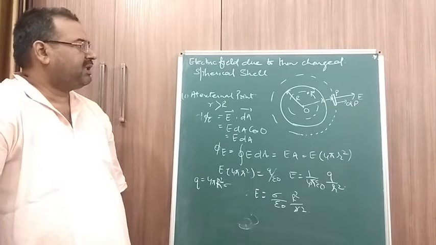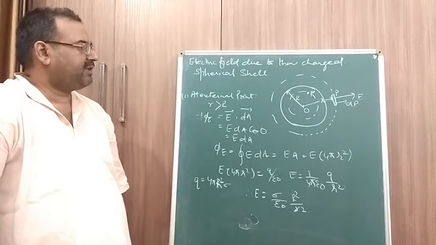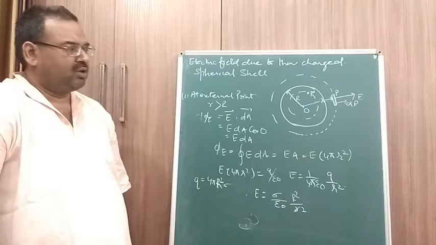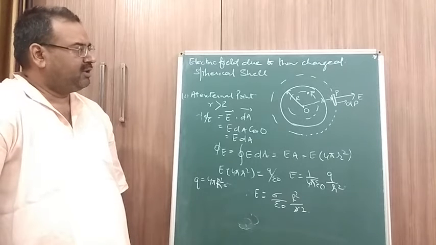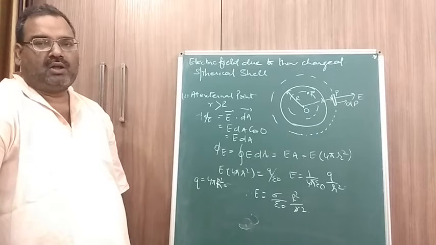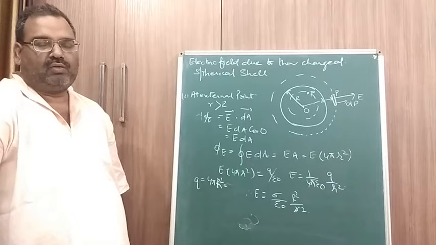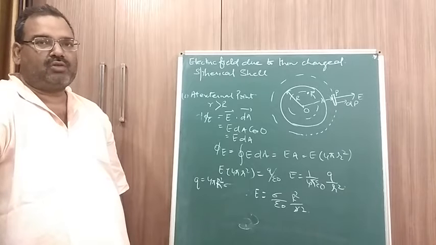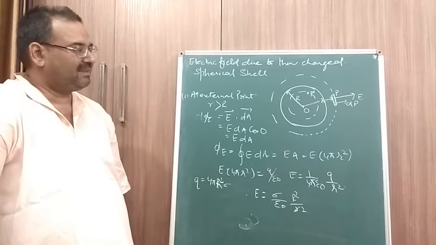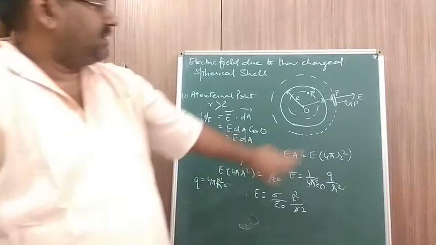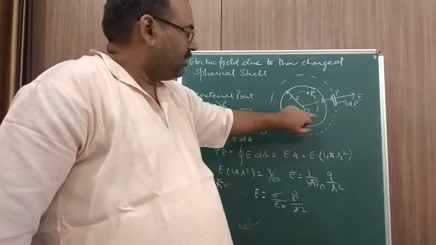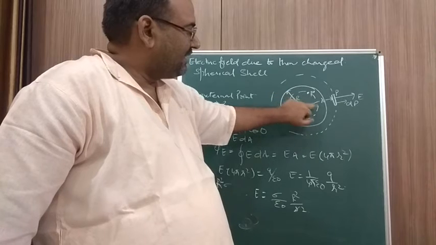We will find out the electric field due to a thin charged spherical shell. What is a shell? It's a hollow sphere. So we will find out the electric field at different points of the shell. That is, first on the surface of the shell, second outside the shell, third inside the shell. So I have drawn a spherical shell here. This is the shell. The closed line is the shell. The broken lines are inside the shell.